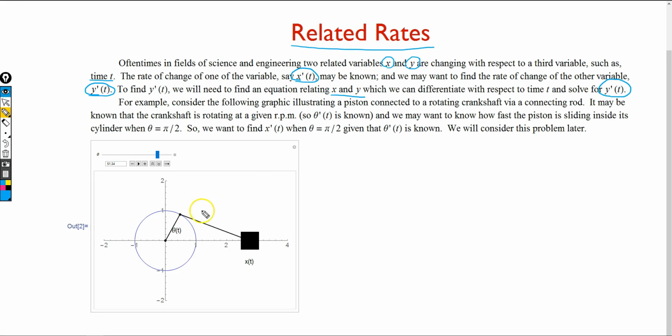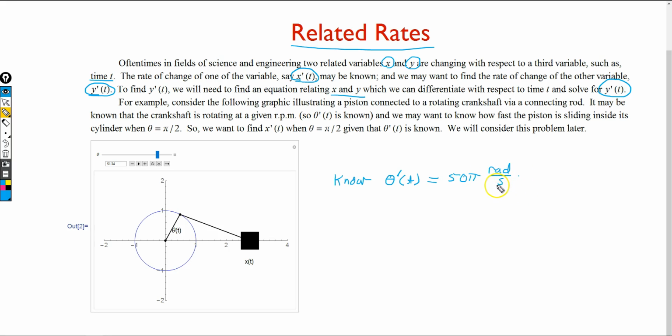For example, here's a little graphic down here illustrating an application. We have here a piston that is connected to a crankshaft. Right here's the crankshaft with a connecting rod. And suppose that we know that the crankshaft is turning at a certain rate. So we may know theta prime of t. Suppose, for example, that theta prime of t might be 50 pi radians per second.